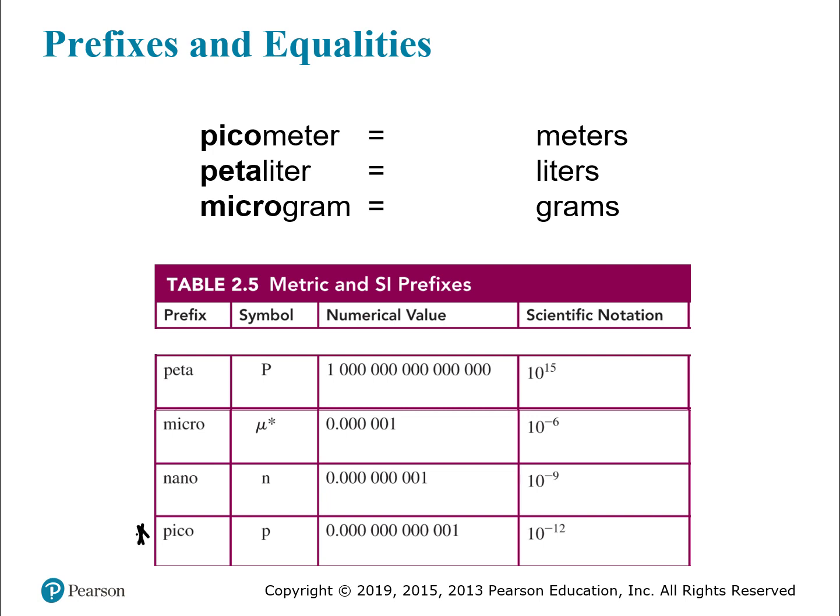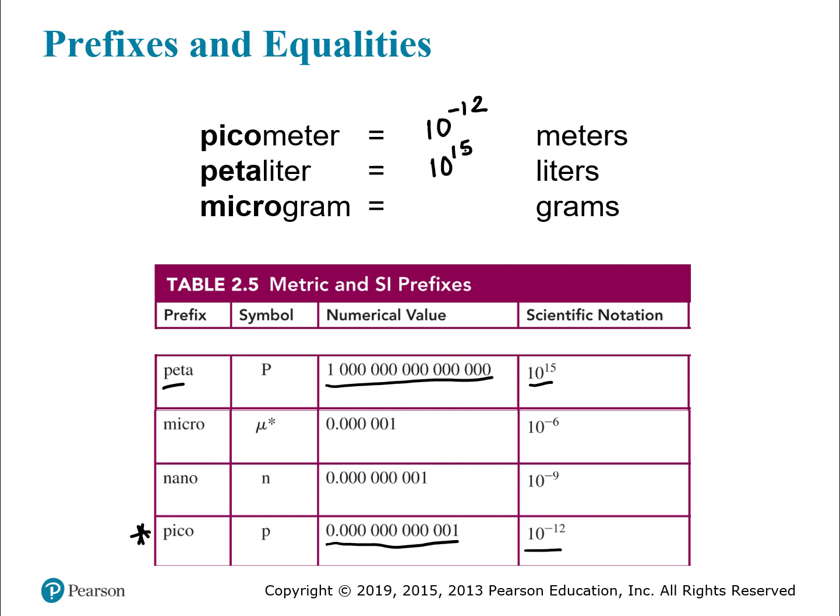So we look for pico. This is the numerical value. That's quite a few zeros. This is the scientific notation. I'm going to go with writing the scientific notation because that's a little bit shorter. So that's 10 to the minus 12 meters. A petaliter, we find peta. The numerical value, again, that's a lot of zeros. I'm not going to write all those zeros. I'm going to use the scientific notation. That's saying 1 petaliter is equal to 10 to the 15 liters.